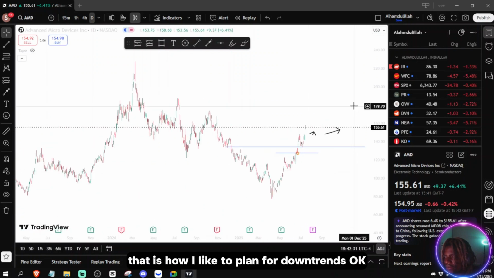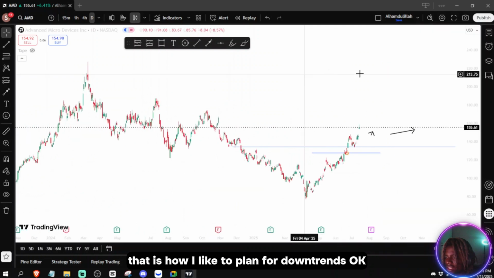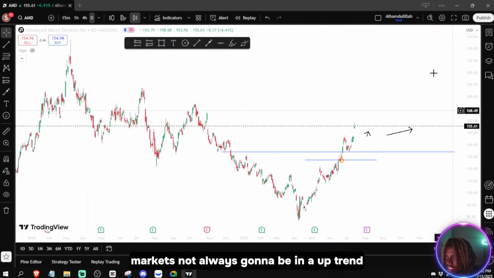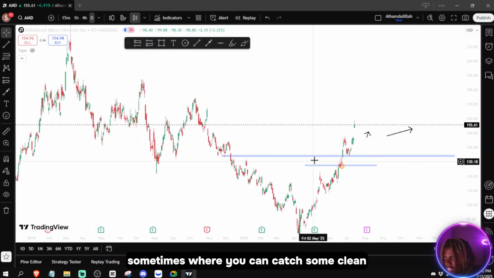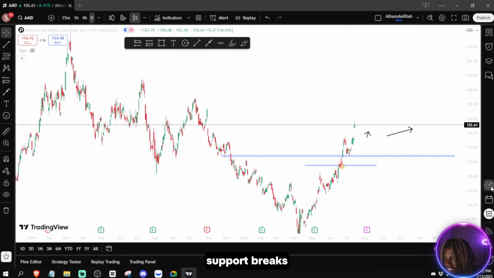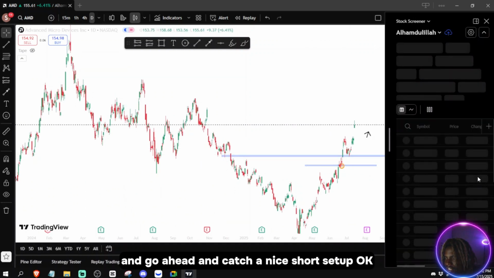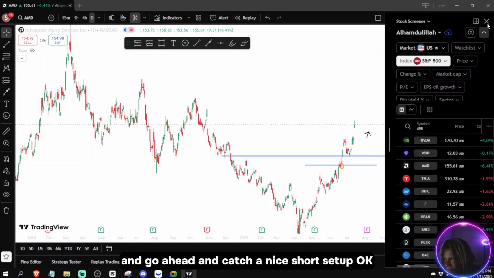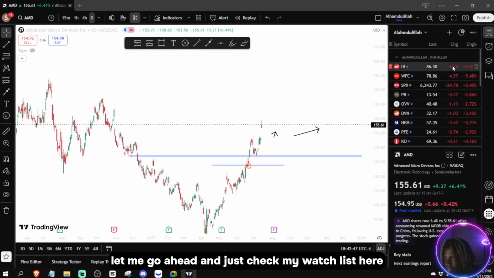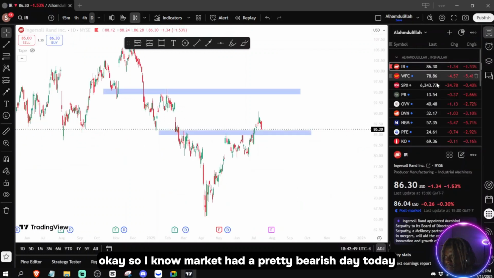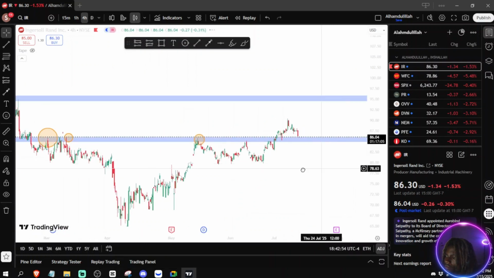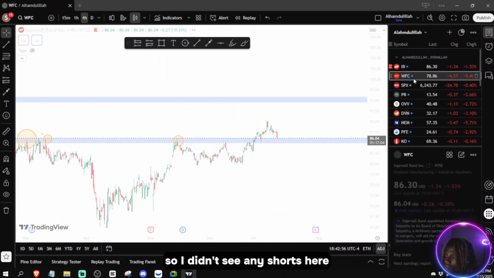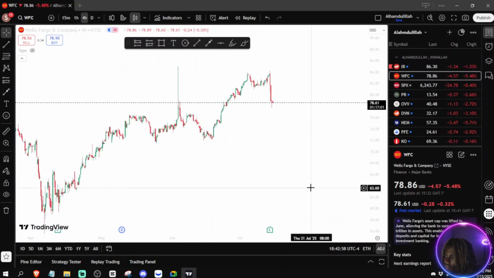So that is how I like to plan for downtrends. Okay, the market's not always going to be in an uptrend. There are going to be times where you can catch some clean support breaks and catch a nice short setup. So let me just check my watch list here, because I know the market had a pretty bearish day today. I didn't see any shorts here.